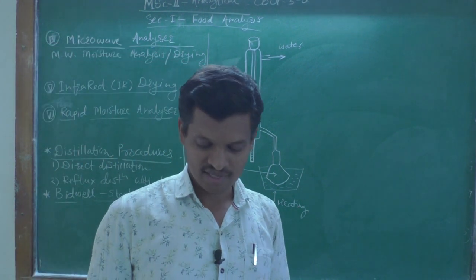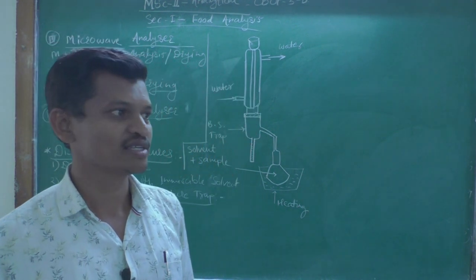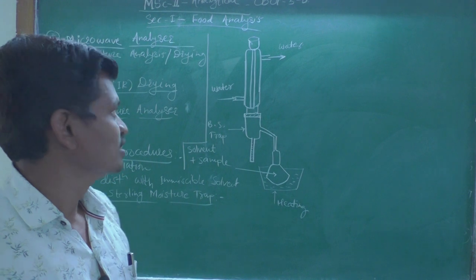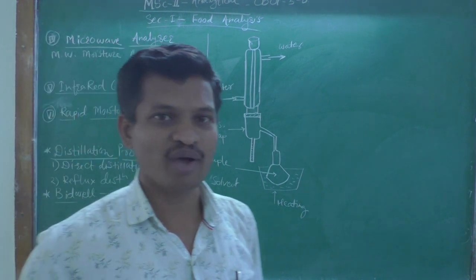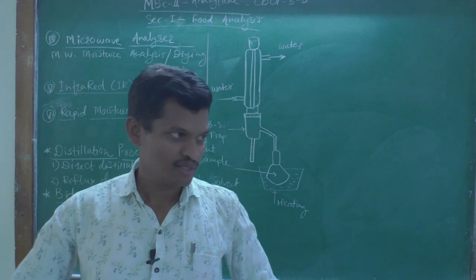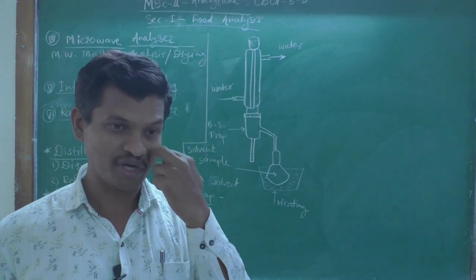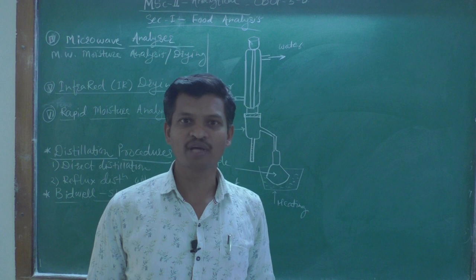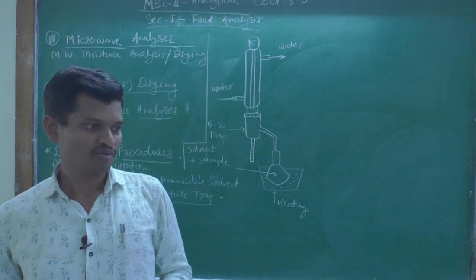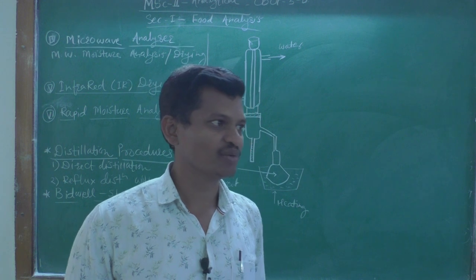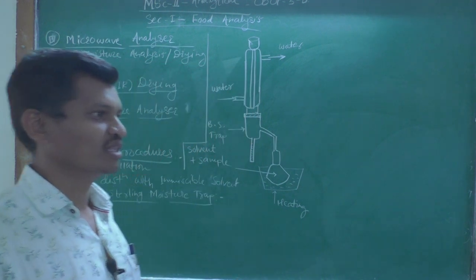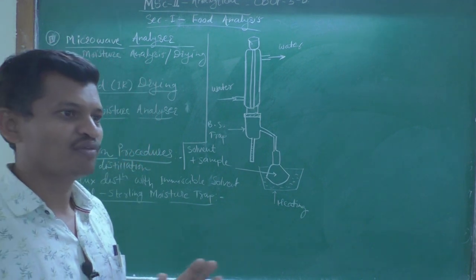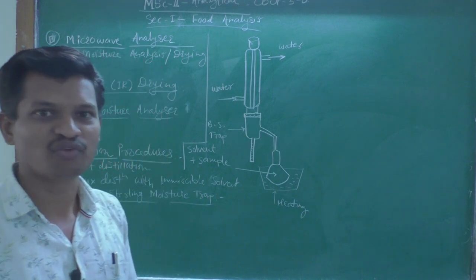We are discussing the different methods of analysis for moisture content in the food sample. In the last video we discussed the first three methods for the determination of moisture content present in the food sample, and these are the oven drying method, then the fast drying method, then the third one is vacuum drying. These are the first three methods. Today we are going to see the remaining methods applied for moisture content analysis of food.